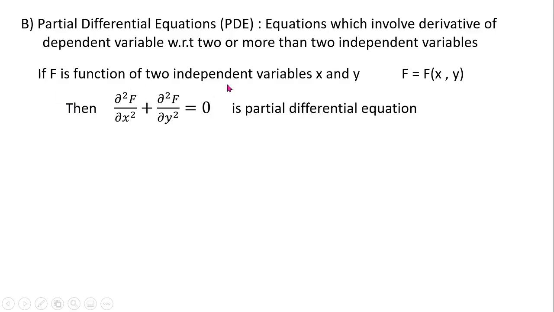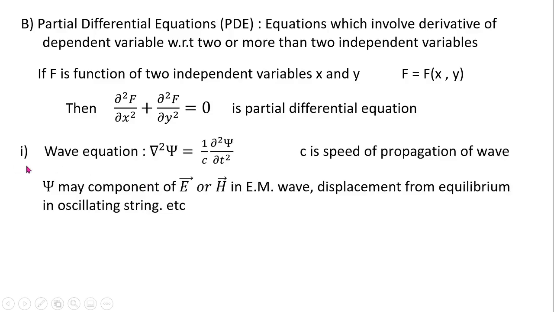If f is a function of two independent variables x and y, then Laplace's equation is del square f upon del x square plus del square f upon del y square is equal to 0. Here x and y are two independent variables. Then this is a partial differential equation which involves two independent variables x and y. Let us see a few examples of partial differential equations.